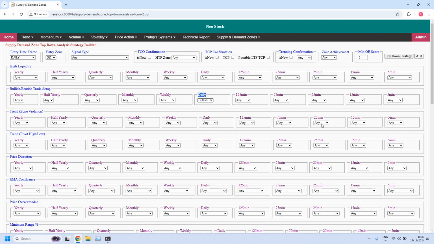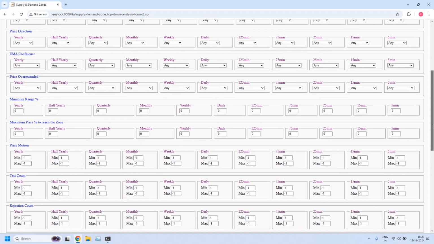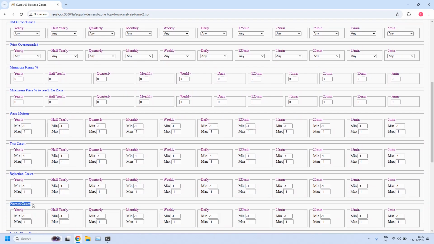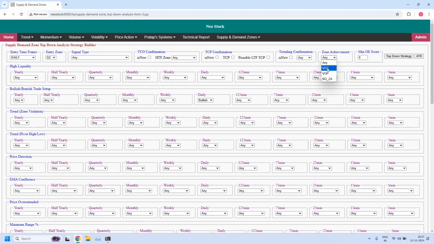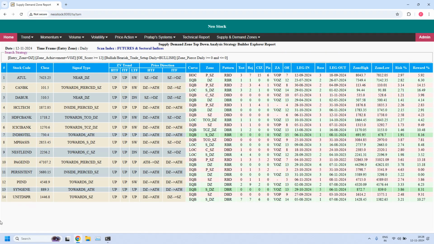I am selecting bullish. The daily demand zone should not be pierced. So in the pierced count, at the daily time frame, that is the entry time frame, I have to set a minimum value 0 and a maximum value 0. That means the daily demand zone should not be pierced. And zone achievement violated opposing zone. Minimum odd and enhancer score 12. All the 3 filters are applied to daily demand zone. Now let's filter the stocks. We got 14 stocks. Currently these 14 stocks are supporting bullish trade setup for daily income trade.